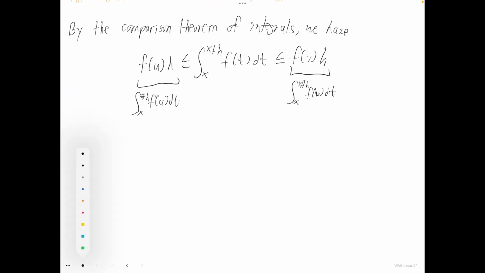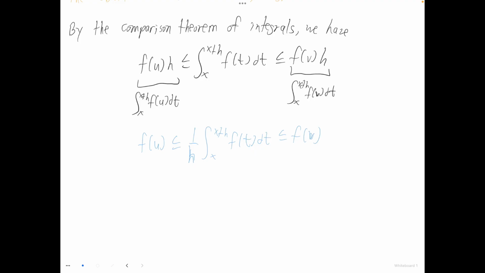But now, why we're interested in this is if we divide everything by h, which is positive, so we don't have to flip signs, we get f of u is less than or equal to 1 over h times the integral from x to x plus h of f of t dt, which is less than or equal to f of v. So I just divided everything in the above formula by h. And so this gives us a relation with 1 over h times the integral from x to x plus h of f of t dt.